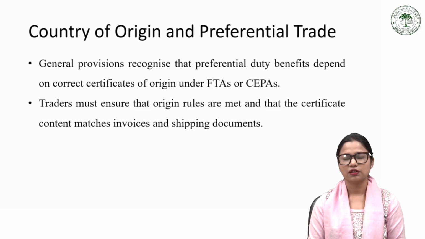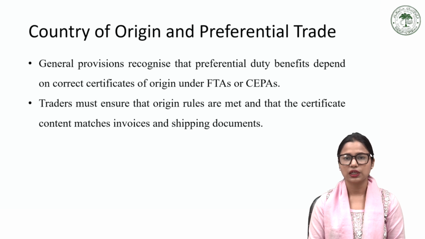For example, if we take the case of an iPhone, it might be assembled in China, but it is designed in California. So while exporting it, it needs to be mentioned what percentage of origin is from China and what is from the US. This is the importance of the certificate of origin, specifying the country of origin.